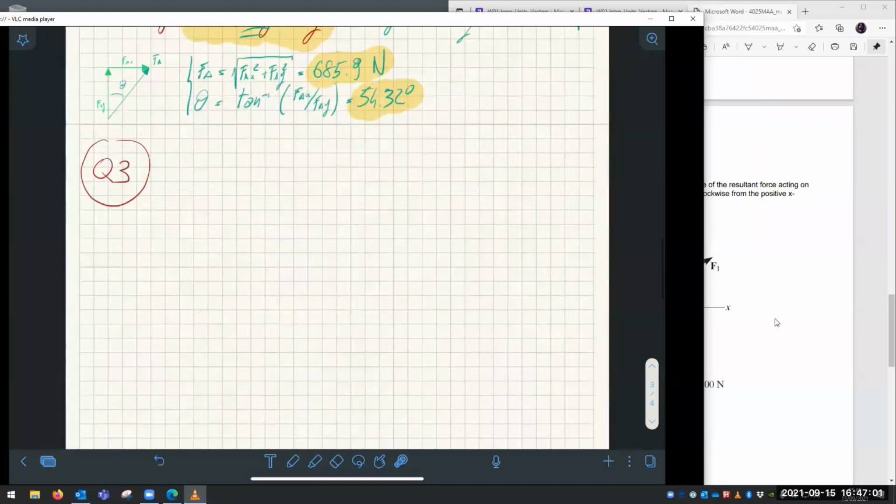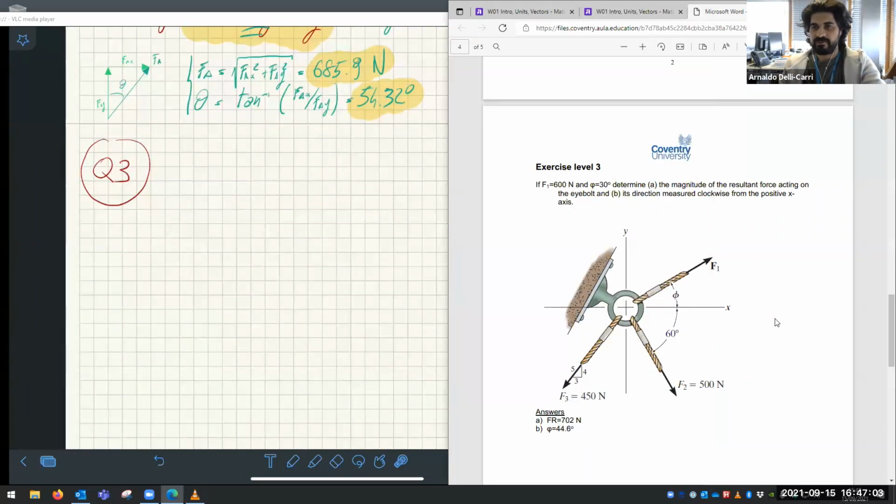So let's do this last one. I think it'll probably take the last 15 minutes of this tutorial. And if F1 is 600 newtons and phi is 30 degrees, determine the magnitude of the resultant force and its direction. Oh, see, this is clockwise now from the positive x-axis.